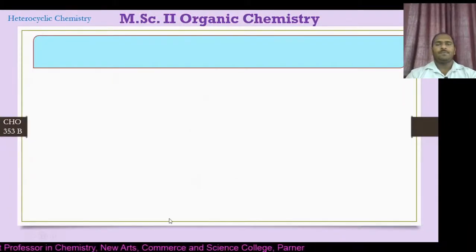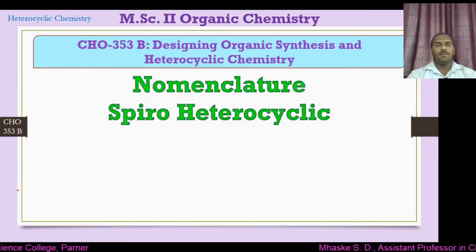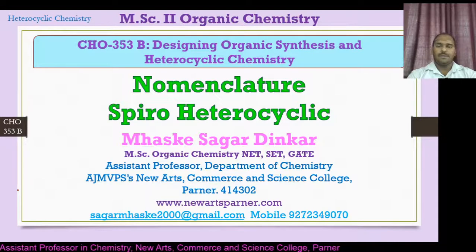Hello friends, today we are going to see the nomenclature in heterocyclic compounds for spiroheterocycles. What is a spiroheterocycle? When two heterocycles share one common atom between them, it is called a spiroheterocycle. So today we are going to see the nomenclature system for spiroheterocyclic compounds.